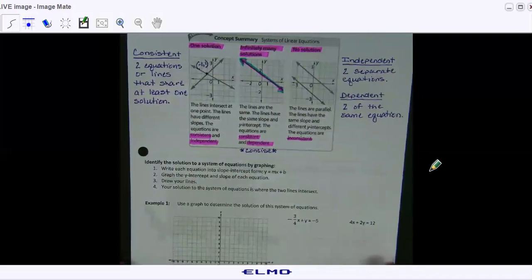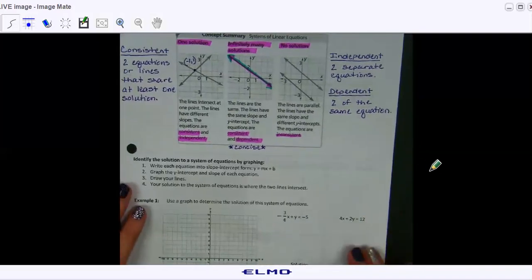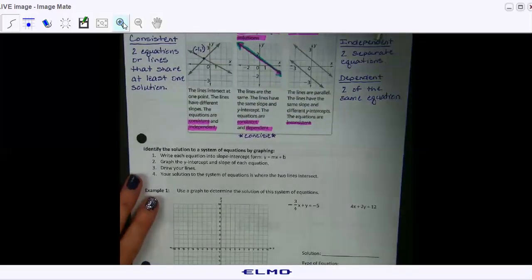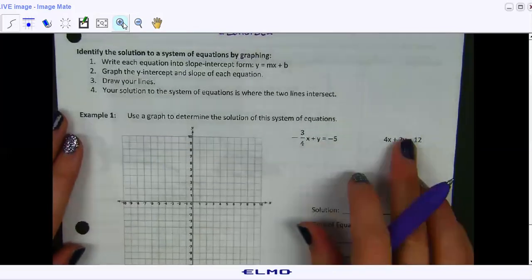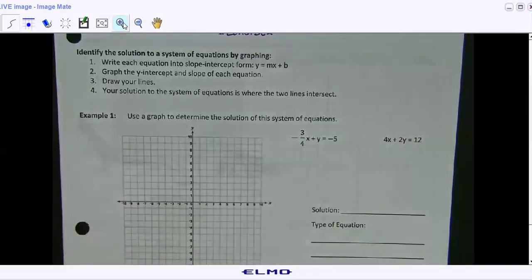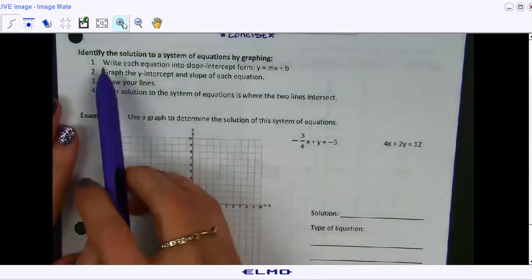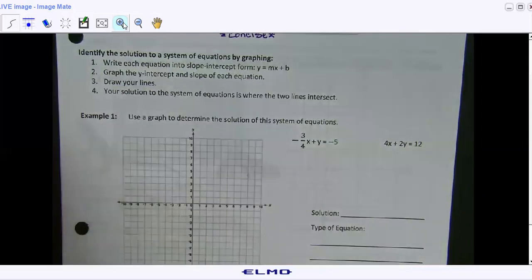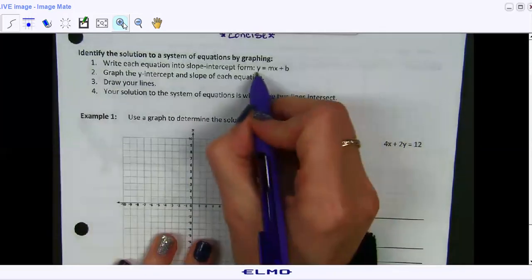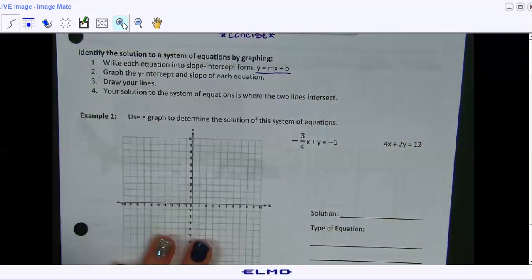Okay, so let's go ahead and get to an example here. And I'm going to make this a little bit bigger. Okay, so we have two equations here. We're going to graph those equations and we're going to see if they have an intersection or a solution that will be true for both of them. So the first thing that you need to do, if you look up the steps here, is write each equation in slope-intercept form. Okay, so that means that you need to get both equations to y equals mx plus b.